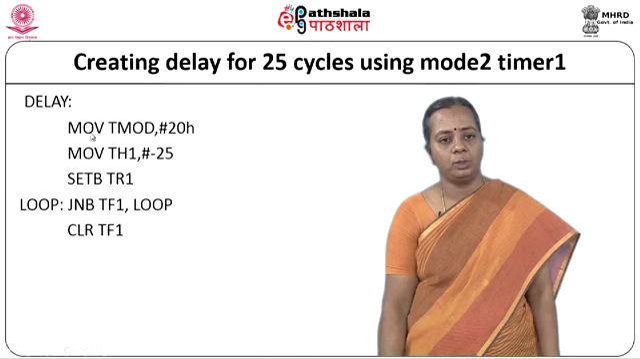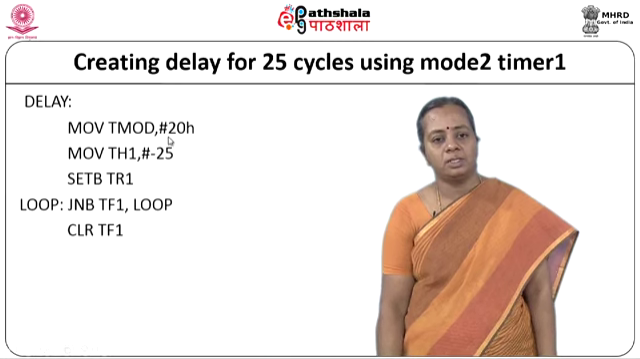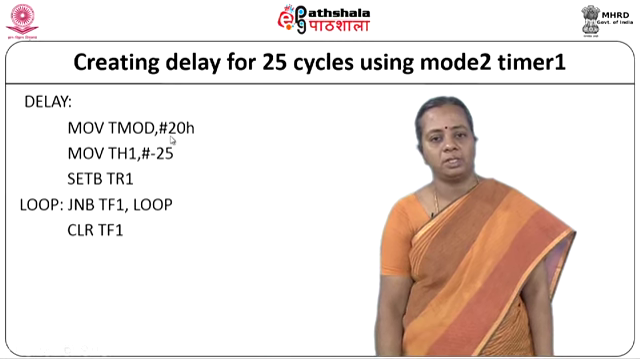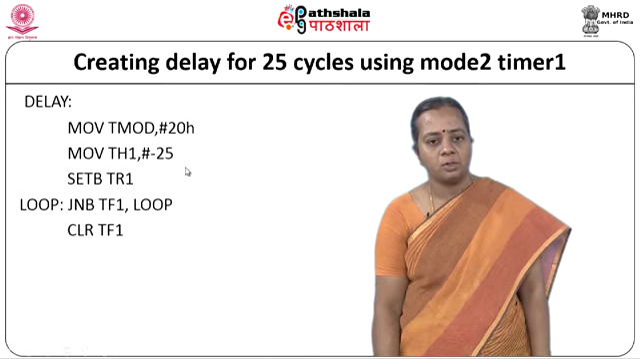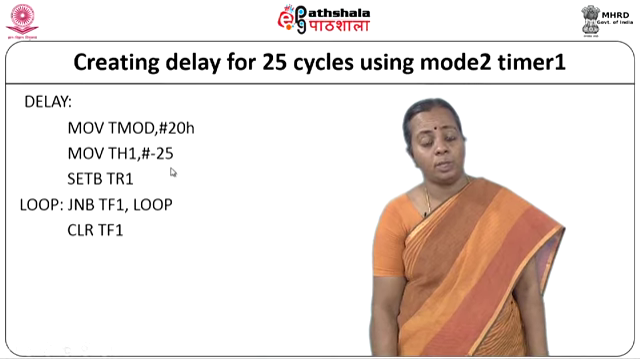First, what you have to do is move TMOD, 20H, which means Timer 1 and Mode 2 is set, and move TH1 equal to minus 25. Remember that I wanted to have only 25 cycles. So if I put minus 25, it loads the maximum value held by TH1 subtracted by 25.